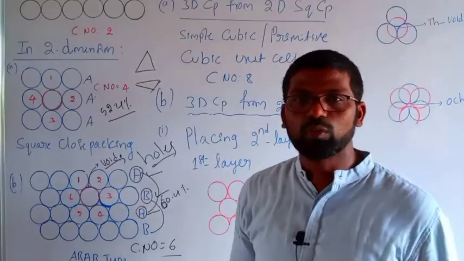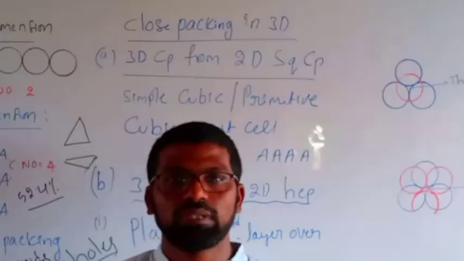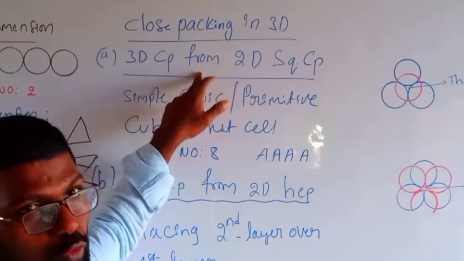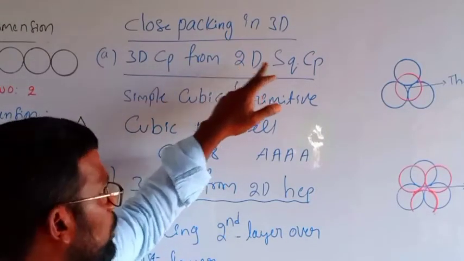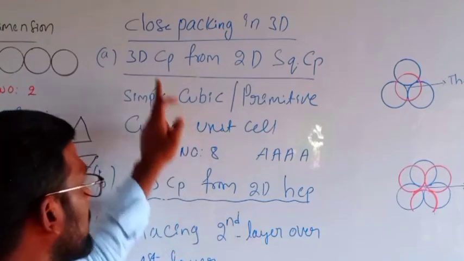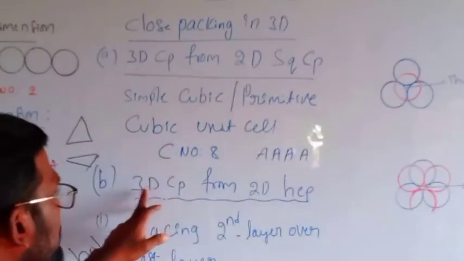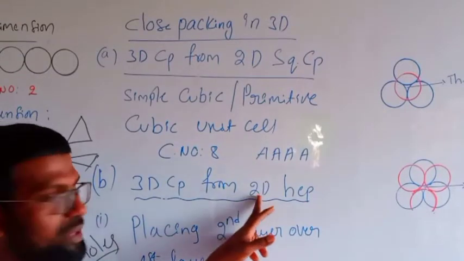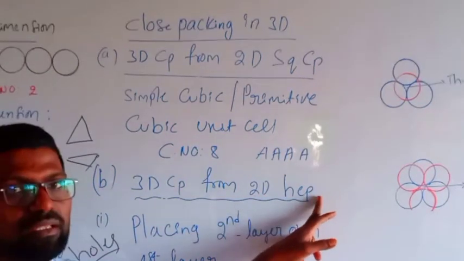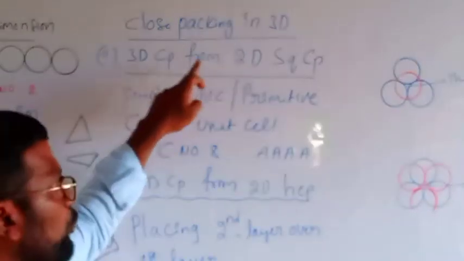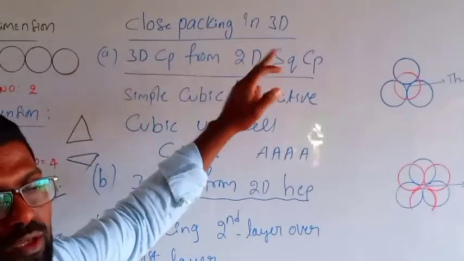Now let us move on to three-dimensional arrangement. In three-dimensional close packing, there are two possible arrangements again here. Three-dimensional close packing from two-dimensional square close packing, and three-dimensional close packing from two-dimensional hexagonal close packing. So let us discuss one by one. First one, three-dimensional close packing from two-dimensional square close packing.